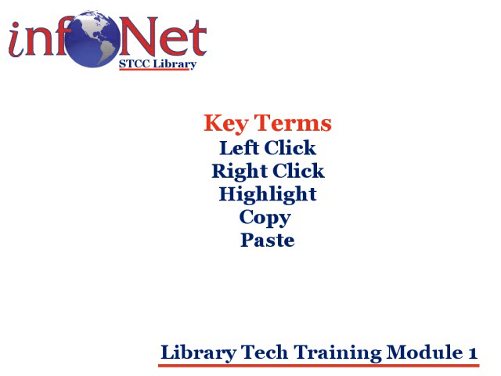Before we end our lesson, let's go over the key terms we learned. Left click. To left click is to press the left mouse button with your index finger. It should make a clicking sound. Right click. To right click means to press the right mouse button with your middle finger. It should make a clicking sound.